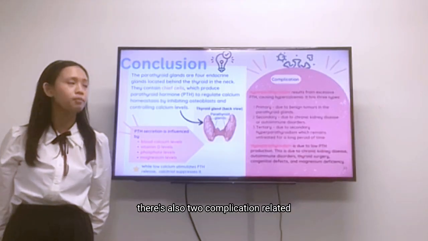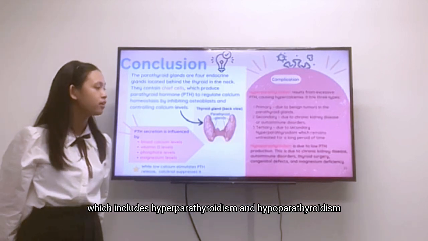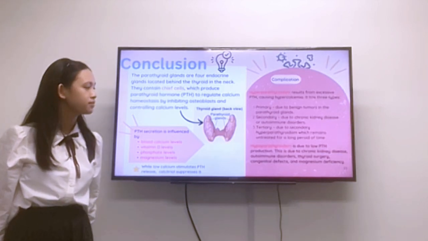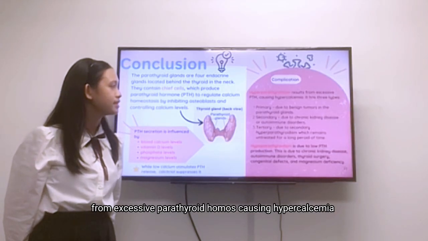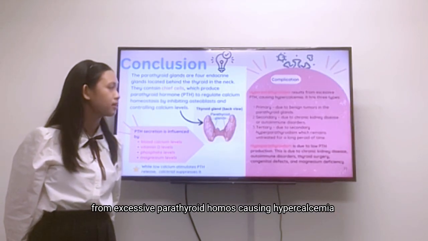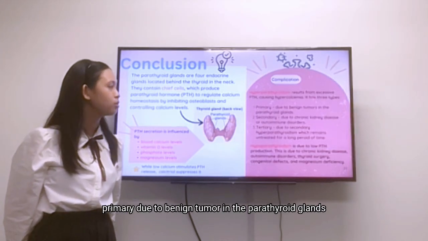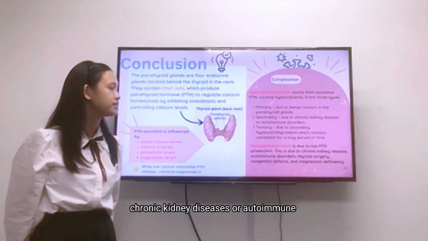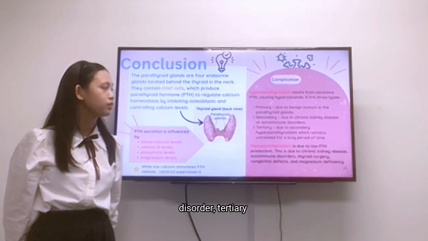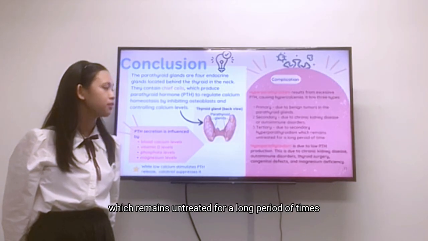There are also 2 complications related to parathyroid glands, which are hyperparathyroidism and hypoparathyroidism. Hyperparathyroidism results from excessive parathyroid hormone causing hypercalcemia. It has 3 types. Primary, due to benign tumors in the parathyroid glands. Secondary, due to chronic kidney disease or autoimmune disorders. Tertiary, due to secondary hyperparathyroidism which remains untreated for a long period of time.